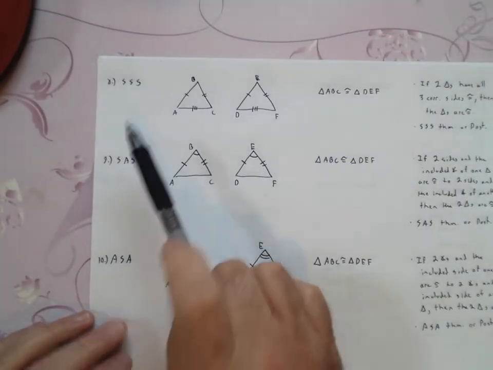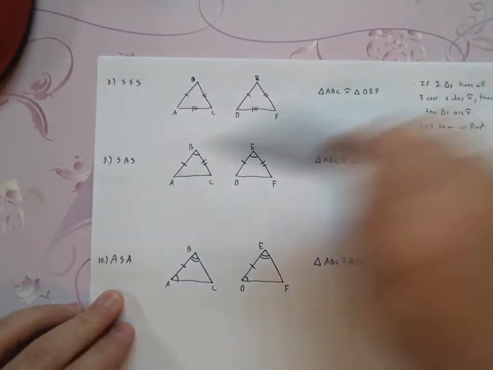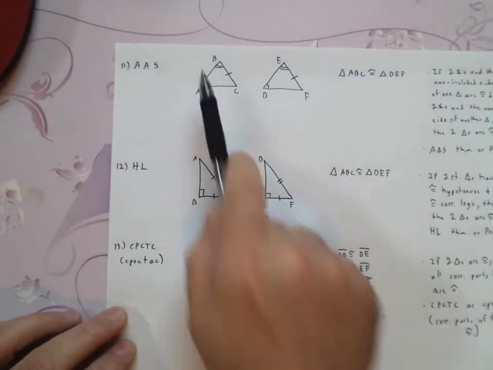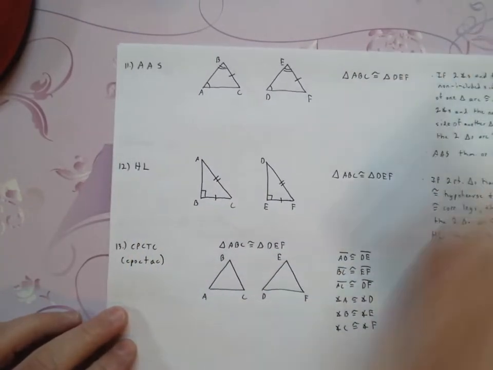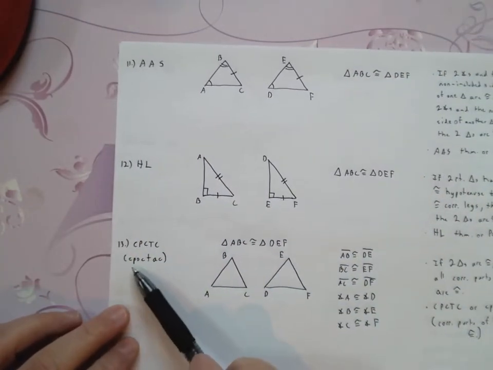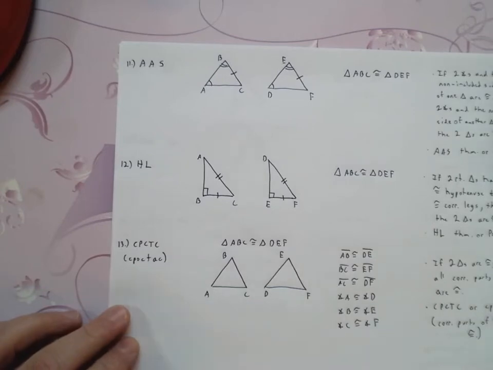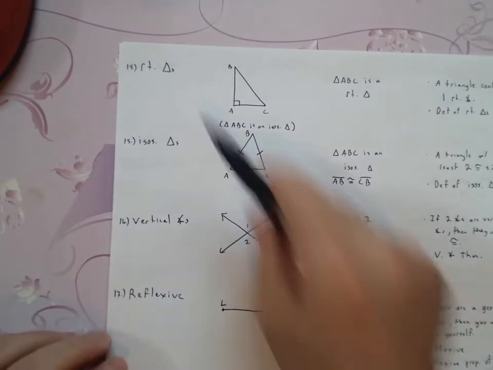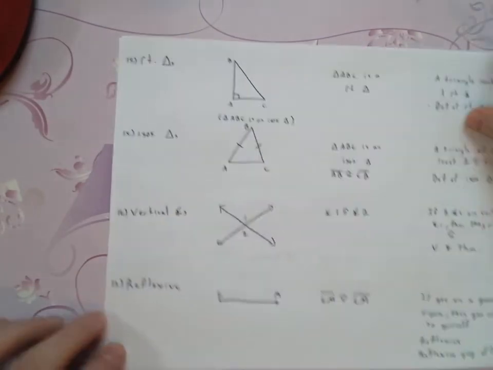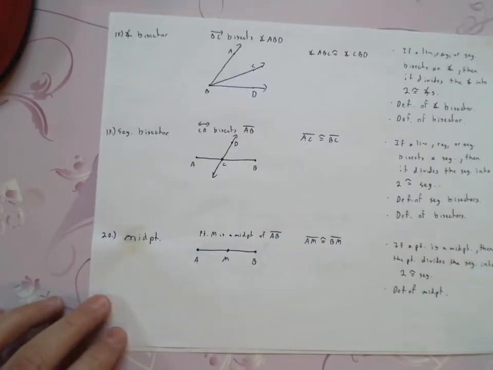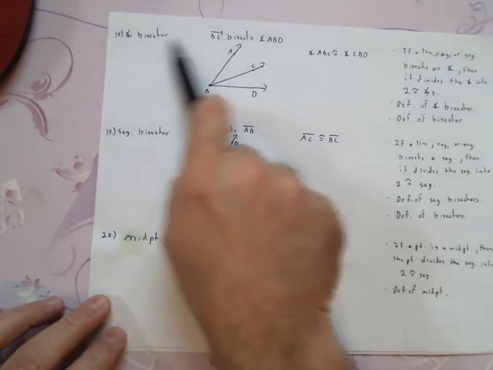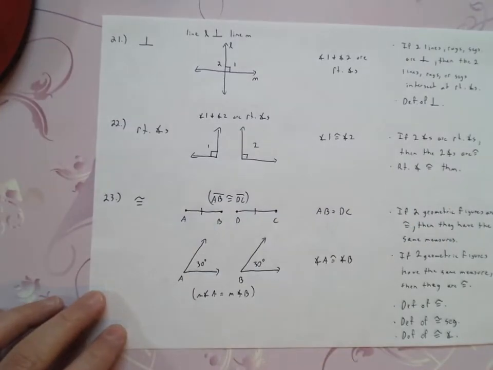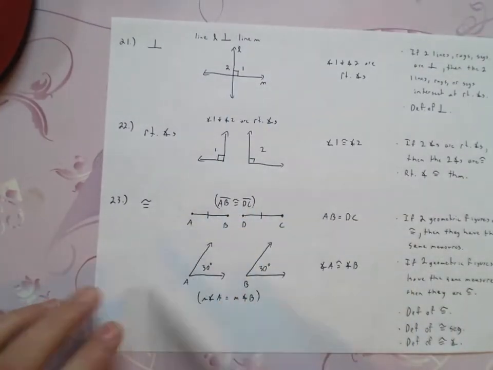Here are our new theorems that we're going to talk about. So side side side, side angle side, angle side angle, angle angle side, HL, and CPCTC, or the book, or our problems say CPOCTAC. That's a lot to say. I just call it CPCTC. It's all the same thing. And then you've got right triangles, isosceles triangles, vertical angles, reflexive, bisector, or angle bisector, segment bisector, midpoint, and then perpendicular, right angles and congruence.